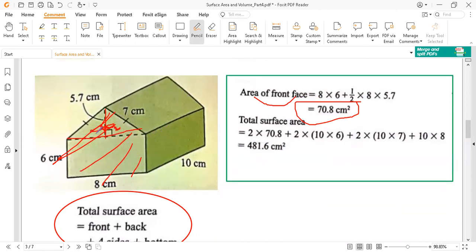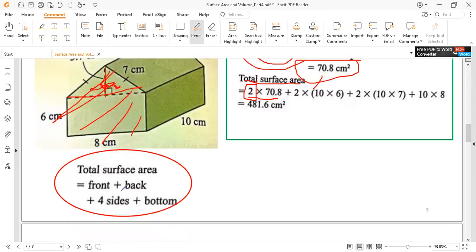We should keep in mind that this face has an identical one in the back. So the front and the back are identical, congruent, so they have the same area. If we want to calculate the total surface area, we take the double of this surface, because we want to count the area of the front and the back. So we multiply 70.8 by 2, or we add 70.8 to 70.8.